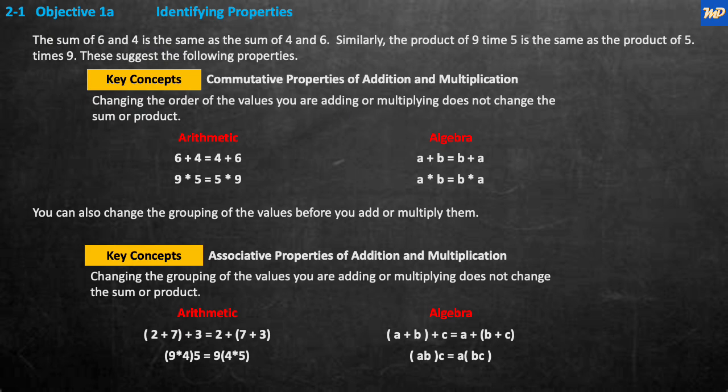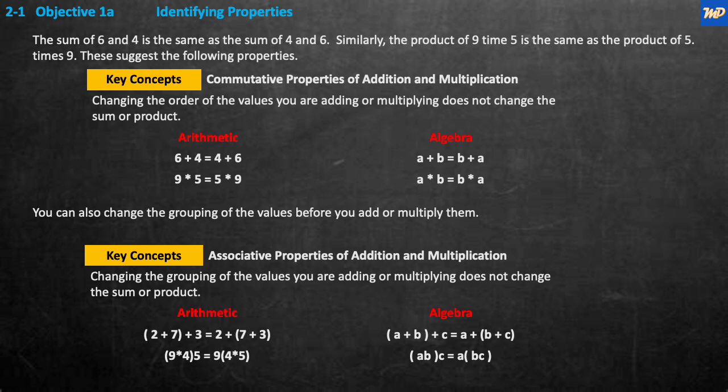Okay, Objective 1A, identifying properties. The sum of 6 and 4 is the same as the sum of 4 and 6. Similarly, the product of 9 times 5 is the same as the product of 5 times 9. And these suggest the following properties. So, a key concept here, the commutative property of addition and multiplication. Changing the order of the values you are adding or multiplying does not change the sum or product.